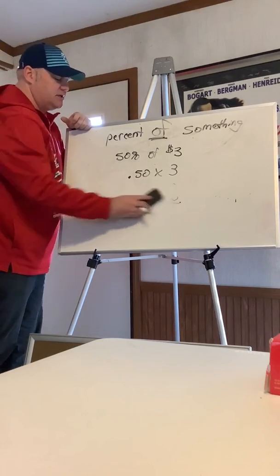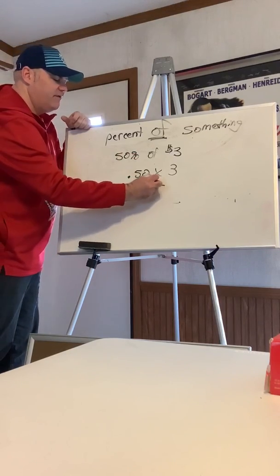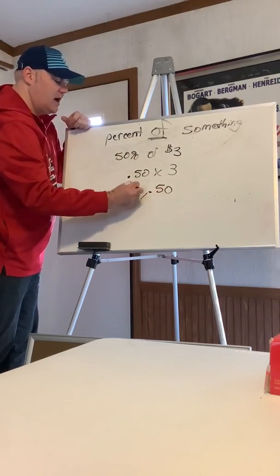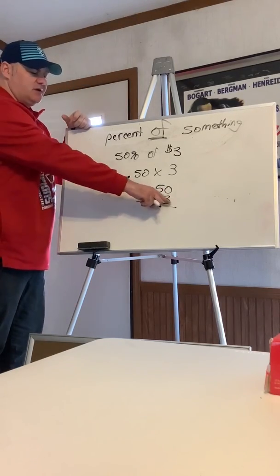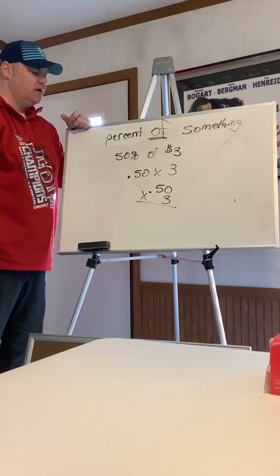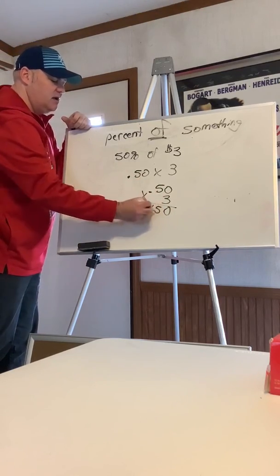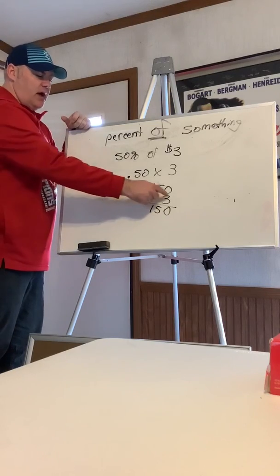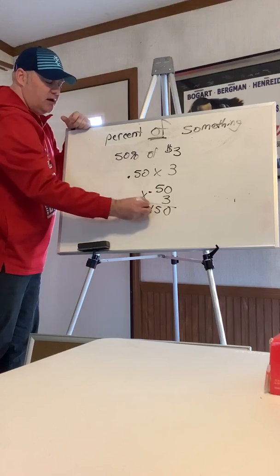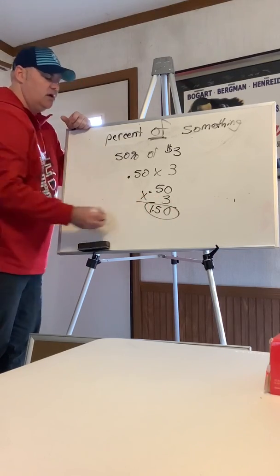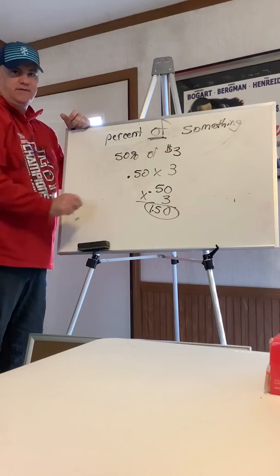So let's switch that around. Remember, with multiplication, it doesn't matter what order you do them in. 0.50 times 3. I just switched places. So I'm going to do 3 times 5 is 15. And remember, however many times you move the decimals in the problem, you've got to move here. So it's $1.50. 50%, half of $3, is $1.50.